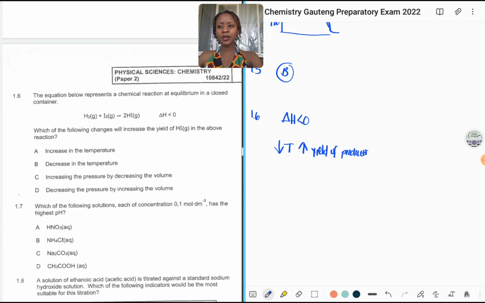So on the reactant side, you have 1 mole of hydrogen gas and 1 mole of iodine gas. So you have 2 moles on the reactants. On the products, you have 2 moles of hydrogen iodide. So they're balanced, and it doesn't really make much of a difference. So I'm not considering C and D. I will look at A and B. And because we have exothermic, we will go with decrease in temperature.